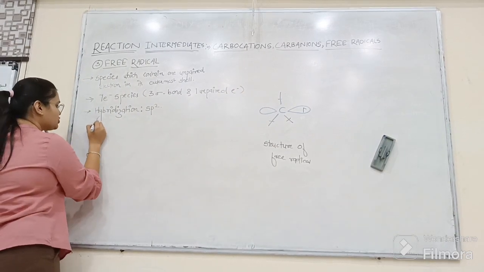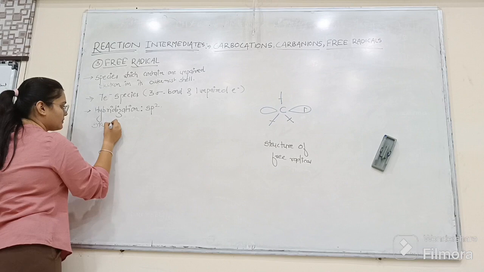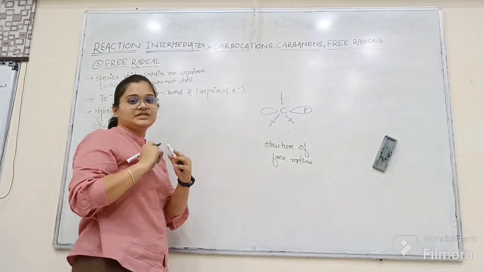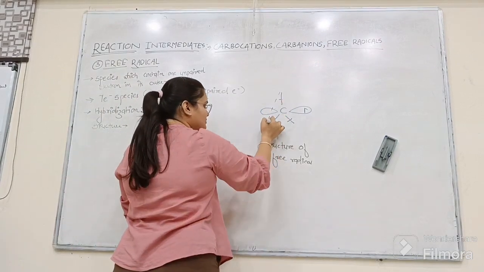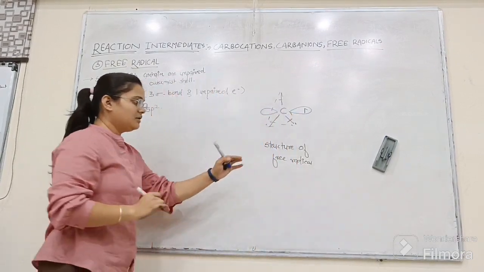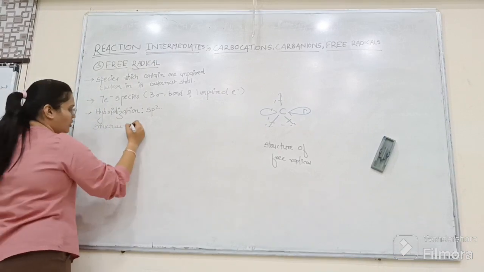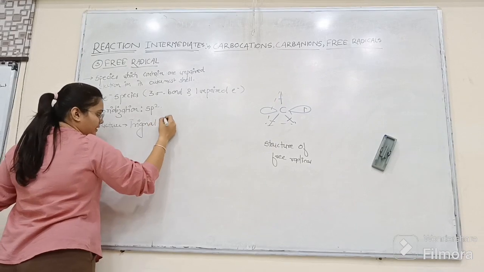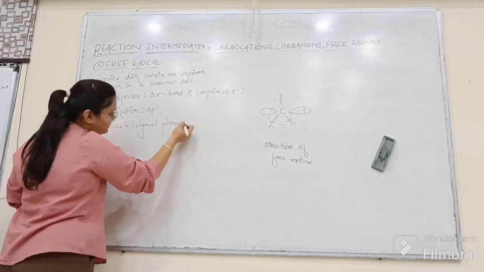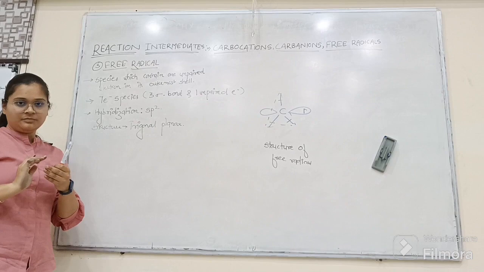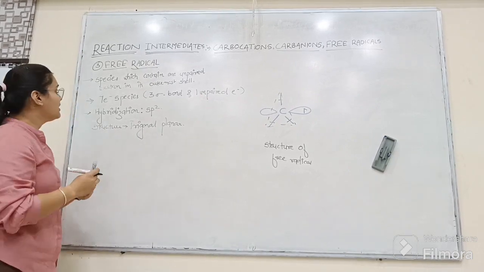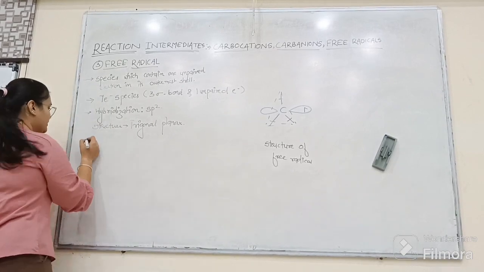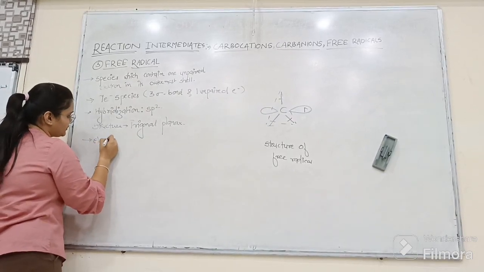Now let's see about the structure. It is looking like a trigonal planar geometry, which we have discussed in the case of carbocation. So if I join these points, I can say free radical has a structure of trigonal planar. Now, a normal carbon atom consists of 6 electrons, right? Here I can say free radical is also an electron deficient species.